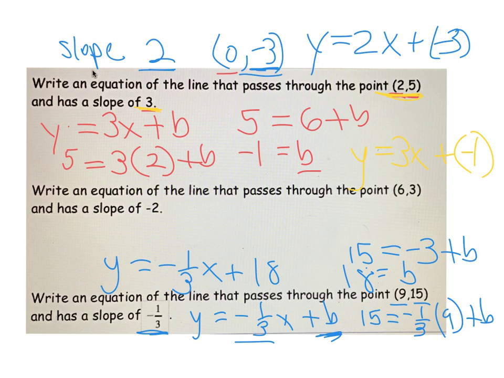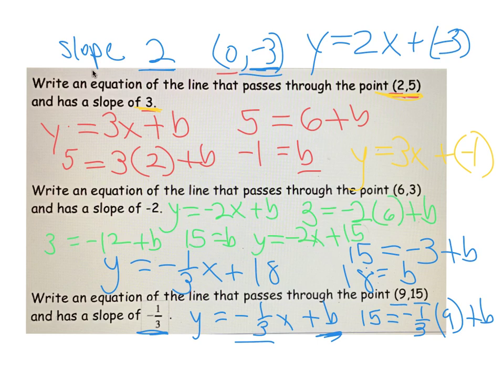I'd like you to try this middle one by yourself. Write the equation of the line that passes through the point 6, 3 and has a slope of negative 2. Just pause it here for a second, give it a try, and then I'll put the answer up there. So the answer to that one is going to be y equals negative 2x plus 15.